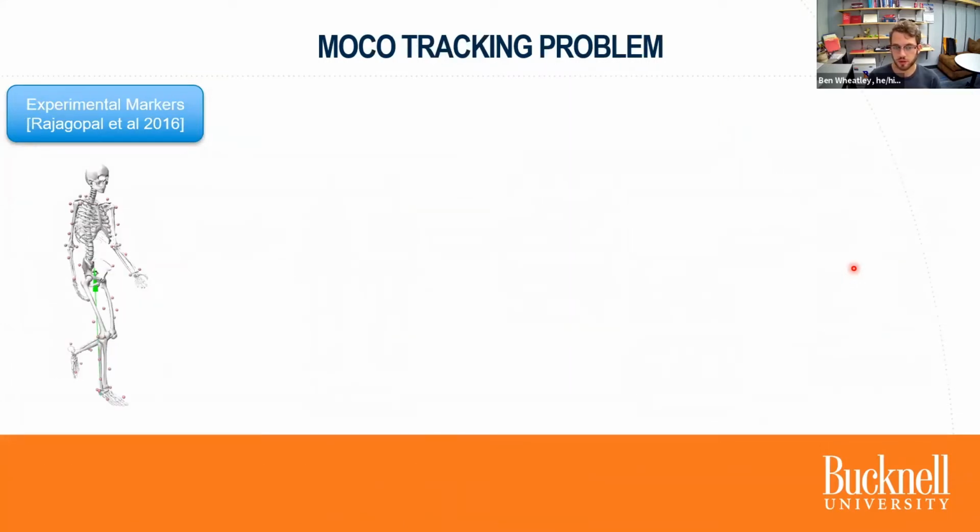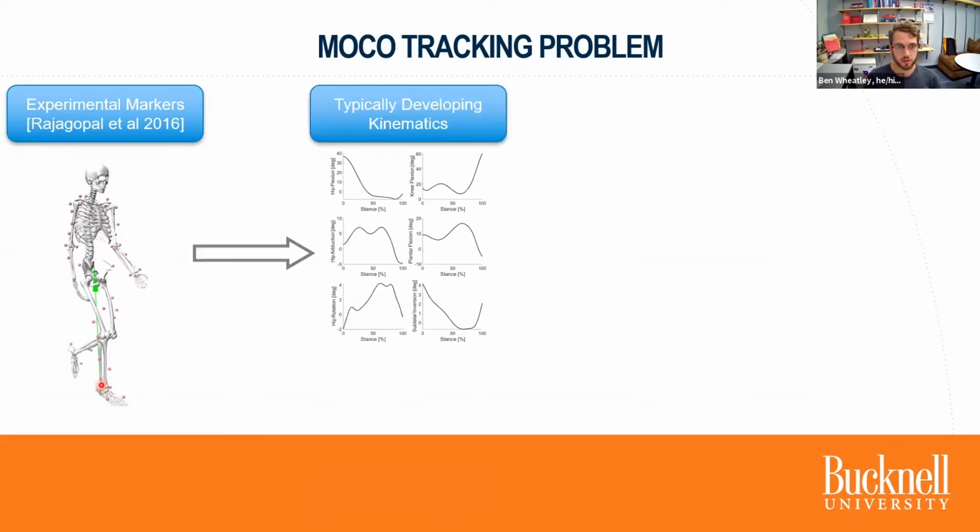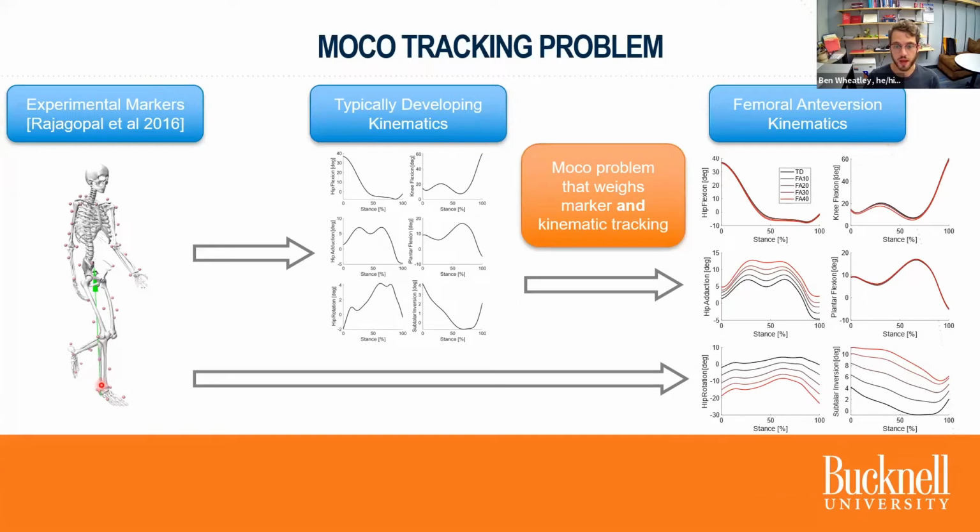So let's look a little bit more closely at our MoCo tracking problem. We began with our experimental markers from Rajagopal et al. We then used inverse kinematics tracking problem in MoCo to do our kinematics for a typically developing case. Then we combined these kinematics with the initial marker kinematics to use a MoCo problem that weighs both the marker and the kinematics to generate our femoral anteversion kinematics for our modified femoral anteversion models. So now we have lower limb kinematics for all 5 of our models, ranging from typically developing all the way up to an increase in femoral anteversion of 40 degrees.